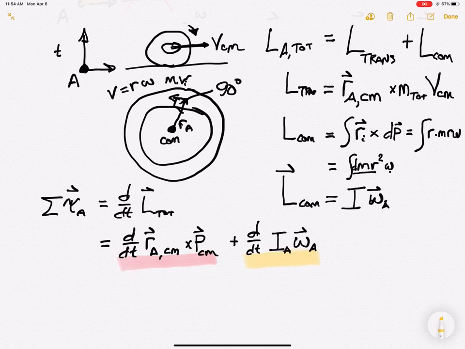Okay, so that's our intro to angular momentum. I'll do a couple more little short worked examples to show you how it all comes together soon.